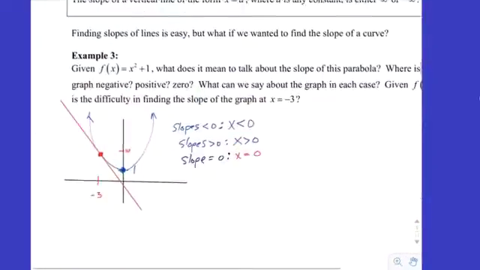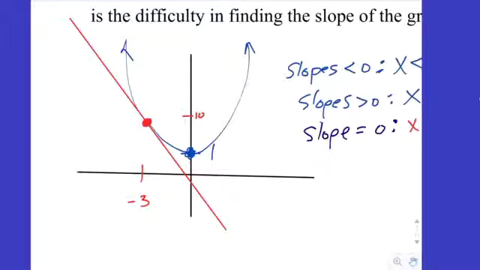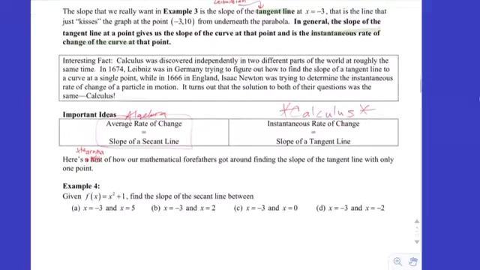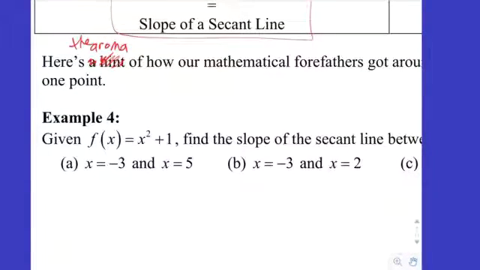So let's say I want to find the slope of that graph, x squared plus 1, at x equals negative 3. I want to find the slope of the tangent line. I want to find the instantaneous rate of change of that graph at that point. Well, because the math requires 2 points, we're going to have to give in and use the second point. So let's go ahead and find the average rate of change, or the slope of the secant line, between the two x values, negative 3 and 5.